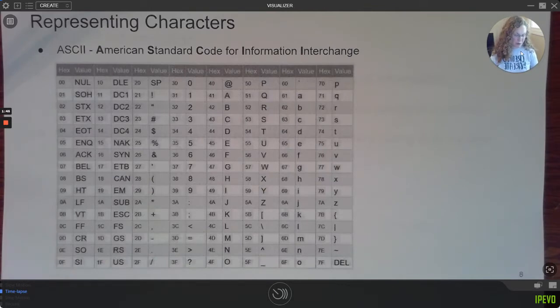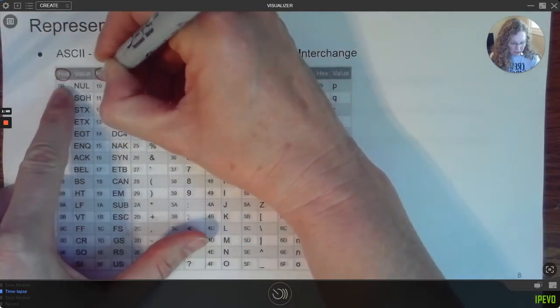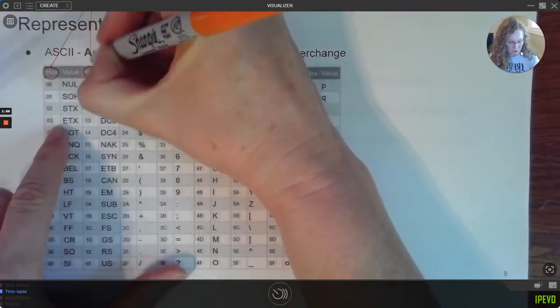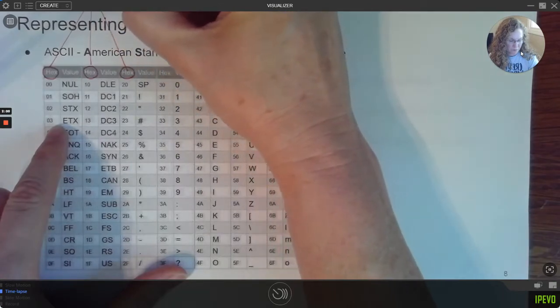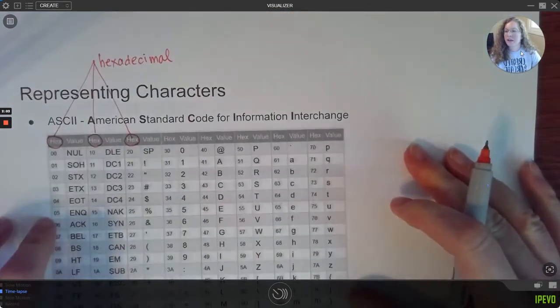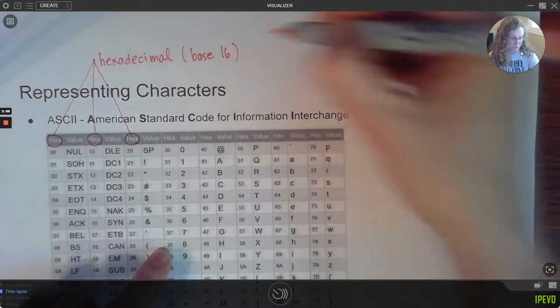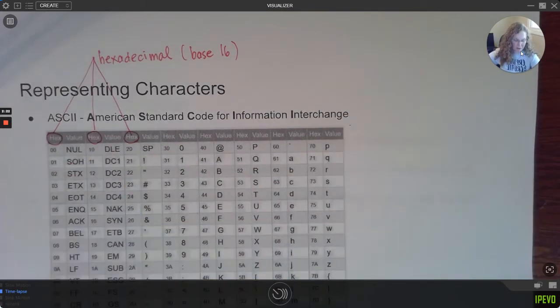One thing to notice about this table is all of the values here are given in hex. Hex is short for hexadecimal, which is just another, what we call base 16. So the base 16 number system is called hexadecimal. Typically, if you find ASCII tables, most of the time they will give you the hexadecimal value and then the character that it represents.